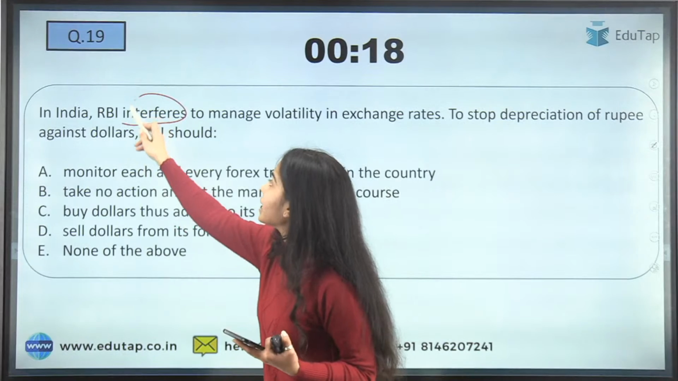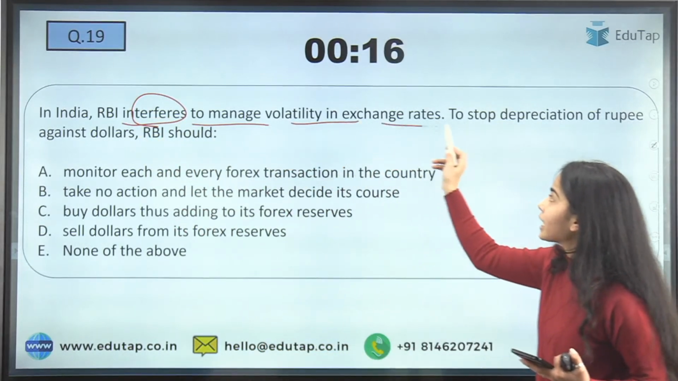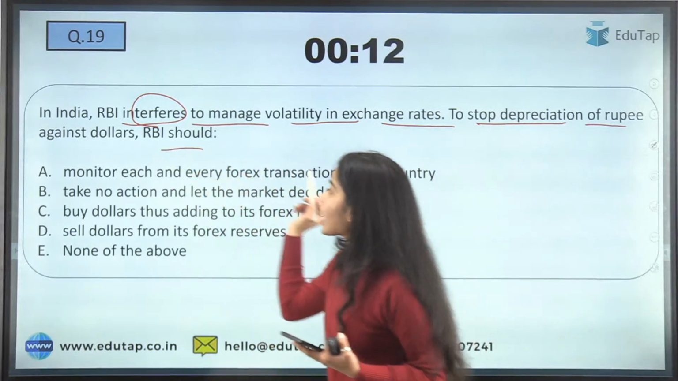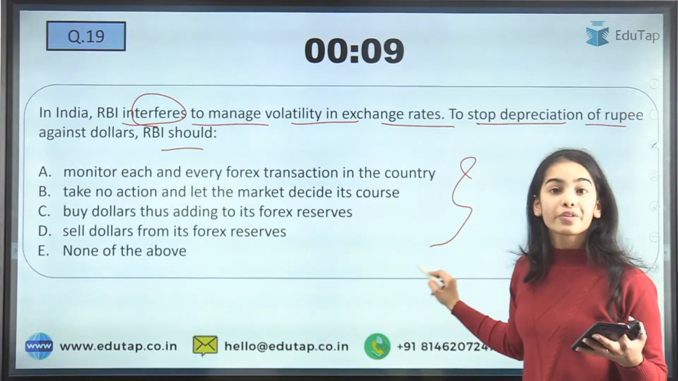In India, RBI interferes to manage volatility in exchange rates to stop depreciation of the rupee against the dollar. So RBI should do what? Try to answer this one.